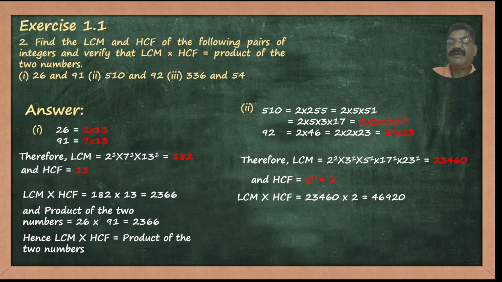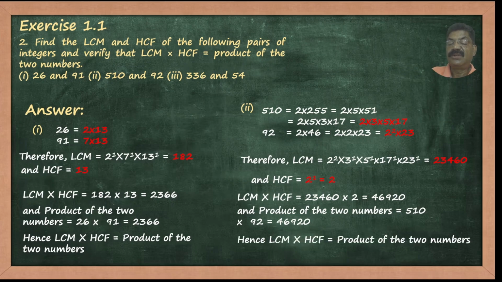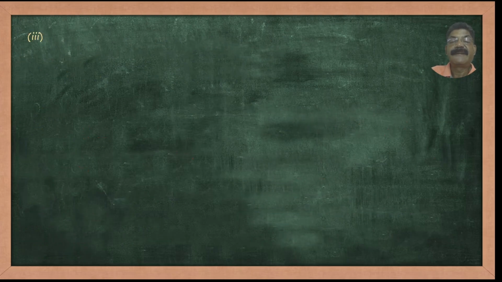Now, the product of LCM and HCF is equal to 46,920. Let us see the product of the numbers 510 and 92, which is equal to again 46,920. Therefore, both are same. Hence, for the second problem also, the result is verified. That is, LCM into HCF is equal to product of the numbers.